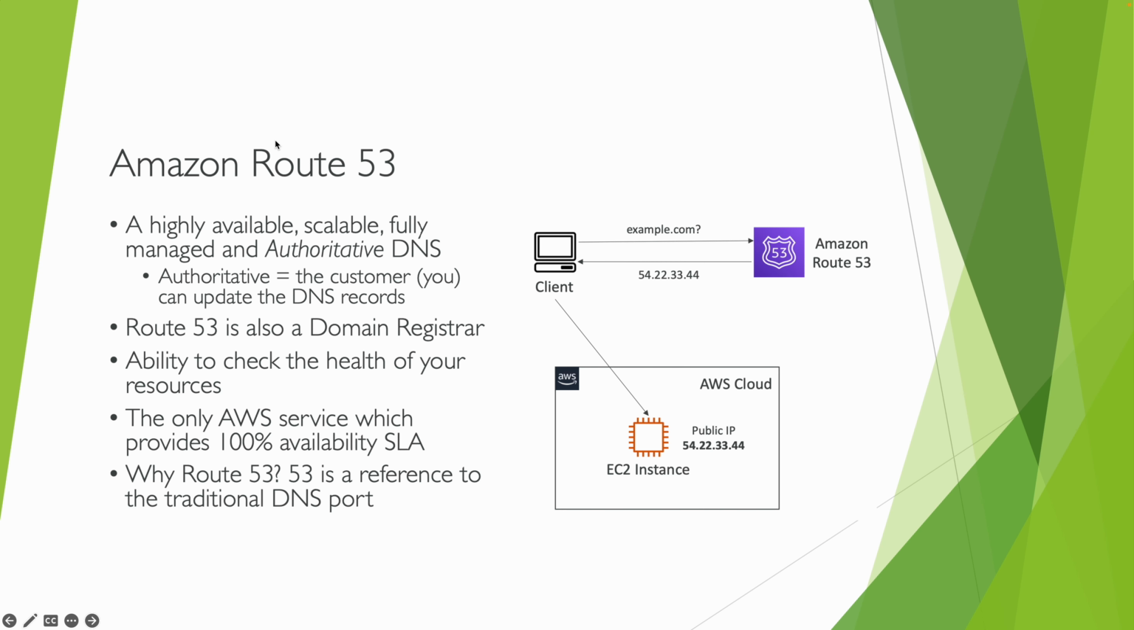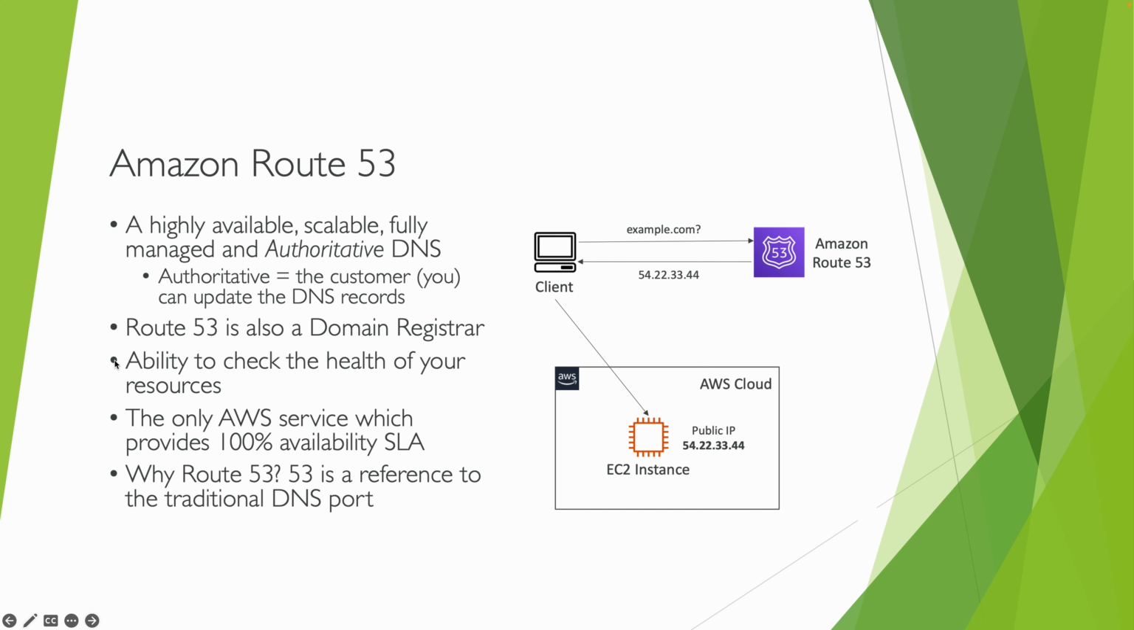So how does Amazon Route 53 work, and what is Amazon Route 53? It is a highly available, scalable, fully managed and authoritative DNS that is provided by AWS. Authoritative means the customer can update the DNS records. You can manage your own DNS records using Amazon Route 53. Route 53 is also a domain registrar, which means you can buy domains from Route 53. So not only managing, you can buy the domain from Route 53, similarly to how you buy domains in GoDaddy.